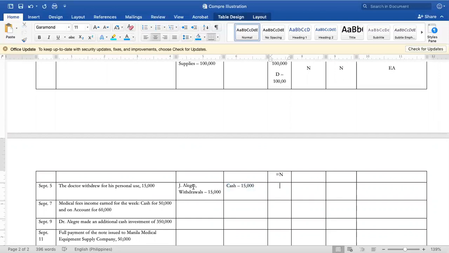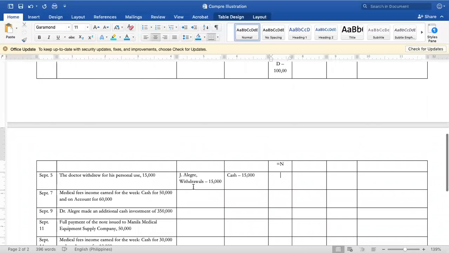Okay. What is the effect? Right? J Alegre withdrawal is an owner's equity account and cash is an asset account. What is the effect on your total asset amount or balance? So it will decrease by 15,000. Why? Again, because you credited an asset account and the normal balance of an asset account is debit. So when you credit the asset account, it will decrease its total balance. So decrease of 15,000. How about the effect on your liabilities? No effect because there is no liability account involved in the transaction because this is an equity and asset account.